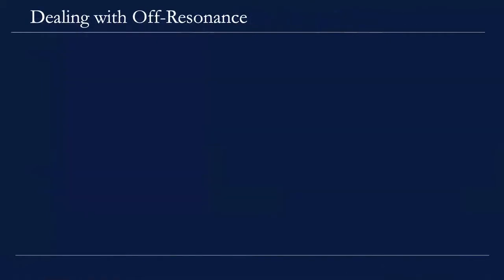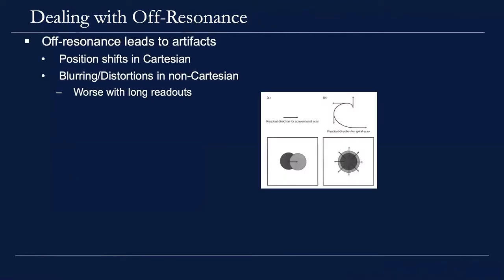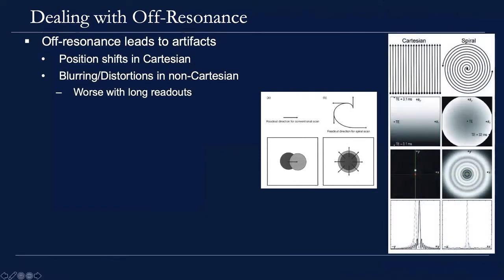So the issue here is that when you have more than one frequency on board, you have to deal with off resonance, right? And so off resonance leads to artifacts. For a simple Cartesian acquisition, this leads to more of a benign shift. For non-Cartesian like radial or spiral, you tend to have more blurring and distortion that becomes worse as your readout duration becomes longer. So look at the point spread function here. For a Cartesian, it's a simple shift.